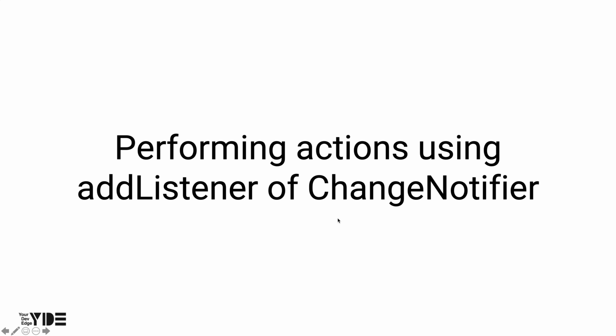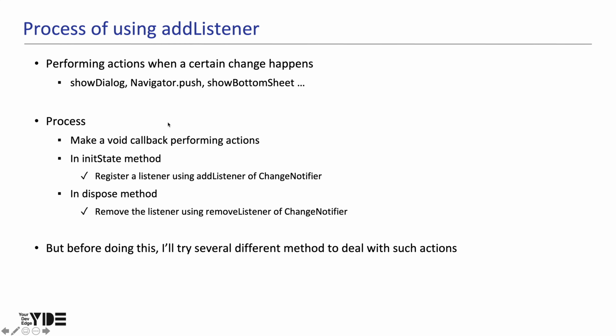As mentioned in the previous chapter, in this chapter, we'll look at how to handle actions such as show dialog and navigator.push using ChangeNotifier's addListener. First, if we look at the pattern we are using for a moment, we first create a void callback to handle the action according to the state value.